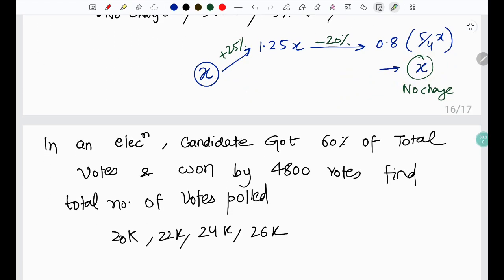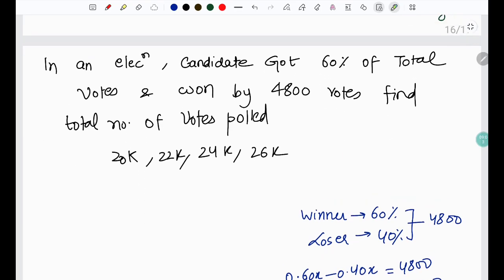Let's see another question. It says that in an election, a candidate got 60% of the total votes and he won by 4800 votes. Then find the total number of votes. So let us say that there is a candidate who won and there is a candidate who lost, and this guy received 60% of the votes and this guy received 40% of the total votes, and the difference between the winner and the loser was 4800 votes. So we have to find out the total number of votes.